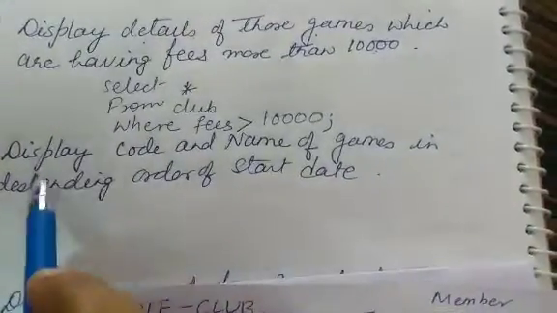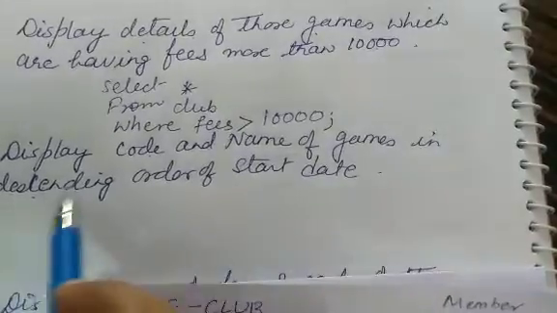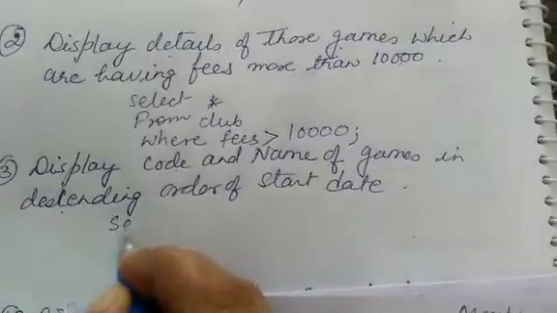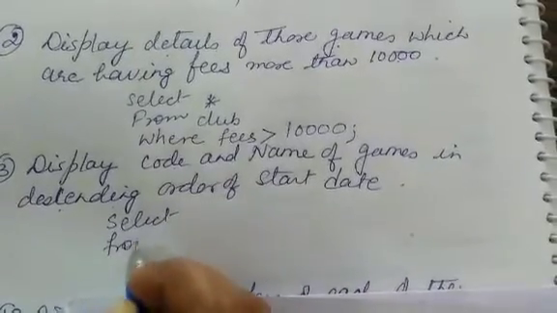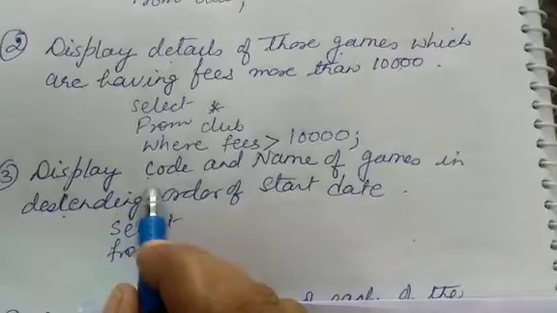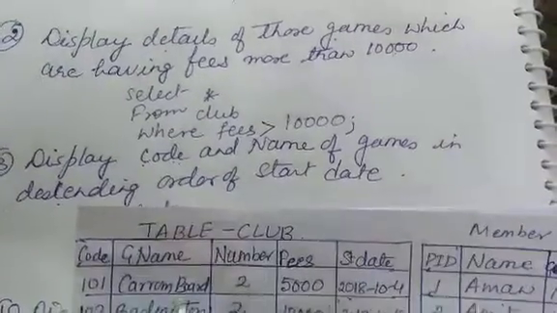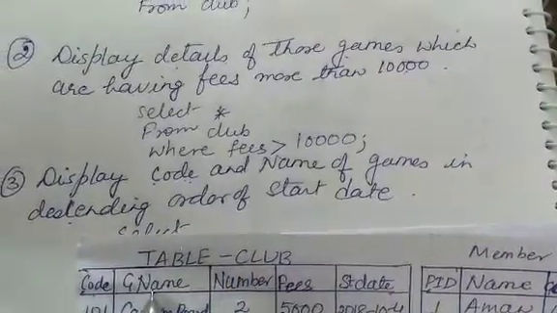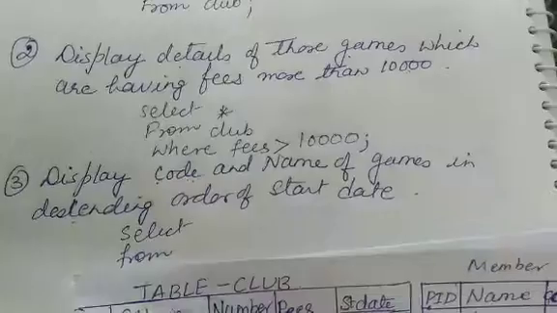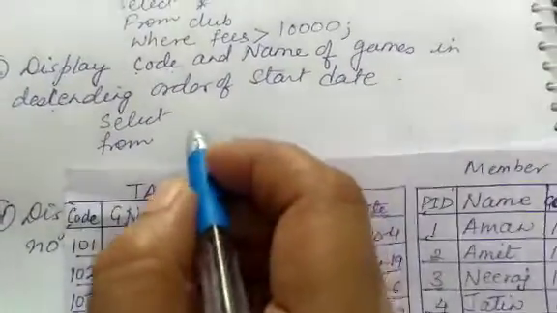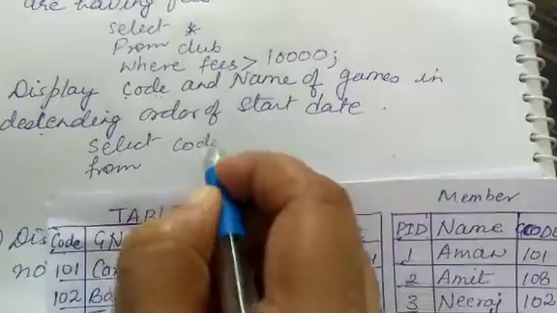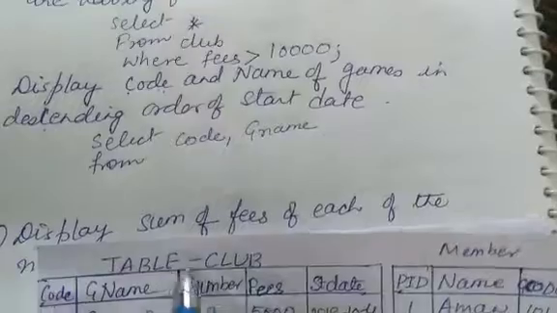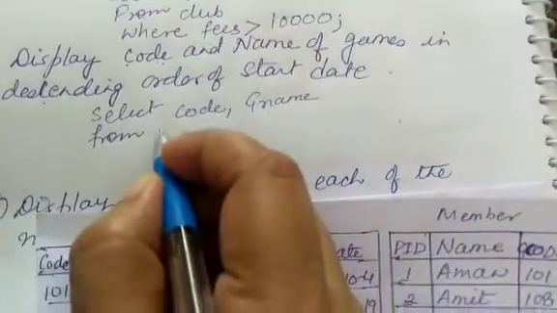Display code and name of games in descending order of start date. Again it is a display query, so you'll have to write select from. What do you want to display? Code and name. See what the heading of this column is: the heading is code, and name is G name. So while writing the query you have to use the column name. So you'll write select code, G name, from which table? It is table club. So from club.